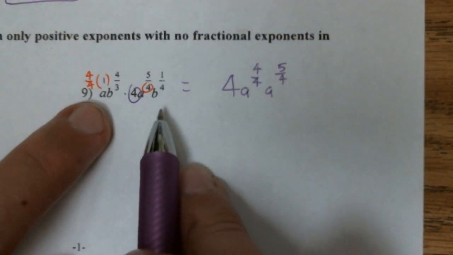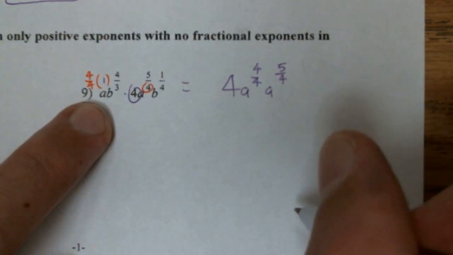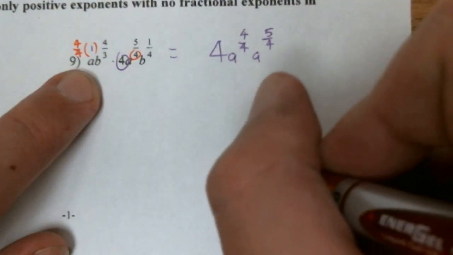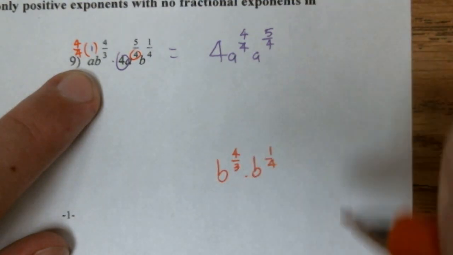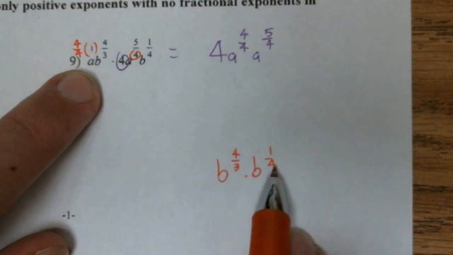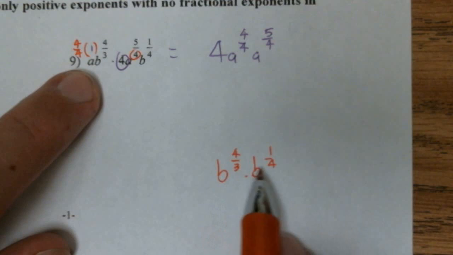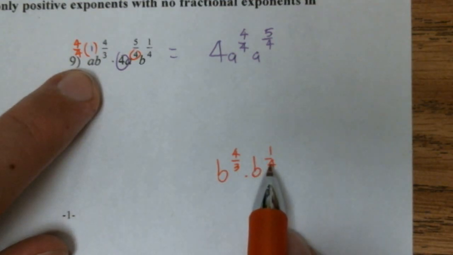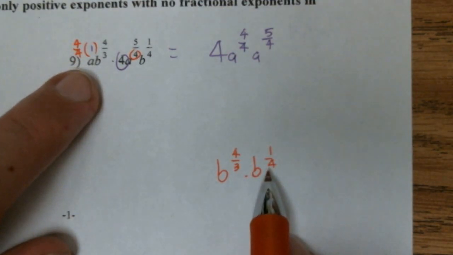Okay, now it's time to do the b's. Okay, let me come out here to the side and kind of do these. I'll come down here. I've got b to the 4/3 times b to the 1/4. Well, 3 doesn't go into 4. Okay, so I've got to find the common denominator. And if you're not sure how to get the common denominator, you can always just multiply these together. 3 times 4 is 12. Okay, that is the least common multiple. That is going to be our common denominator.